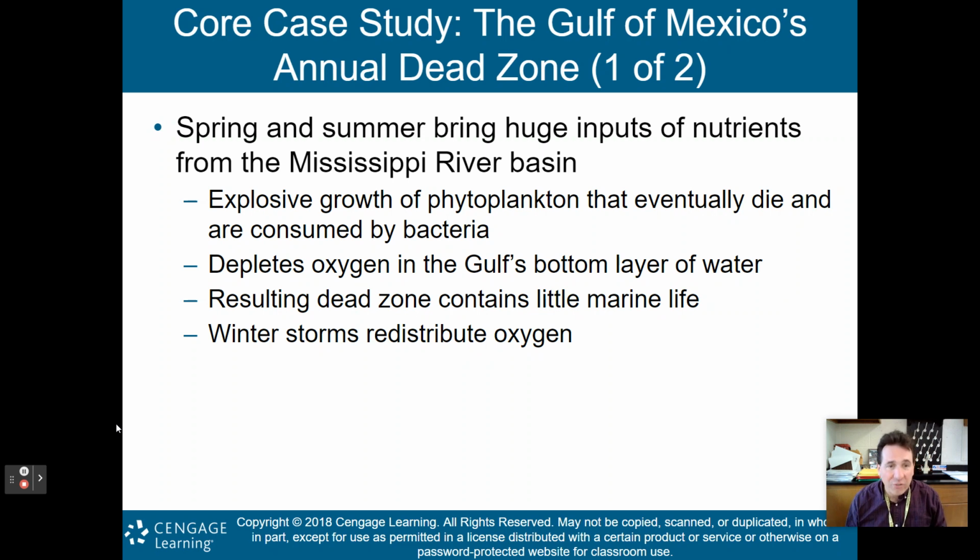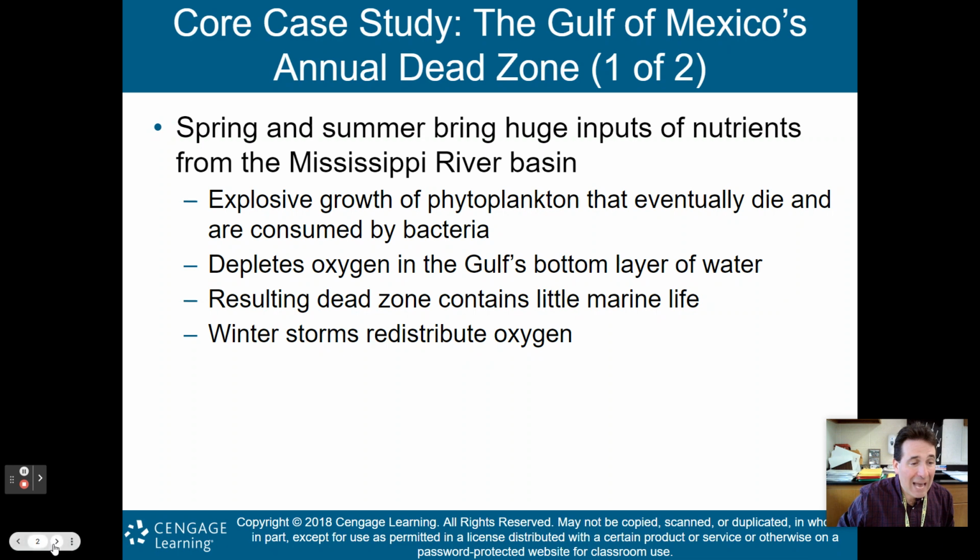Well, because there's so much of it, this depletes the oxygen in the Gulf of Mexico's bottom layer of water. This is because bacteria, as they decompose, actually use oxygen to do that. So it depletes the oxygen. This results in a dead zone that contains little marine life because fish and other marine animals do need dissolved oxygen to be able to live. And then in the winter, storms come in and redistribute the oxygen, and therefore the dead zone goes away.